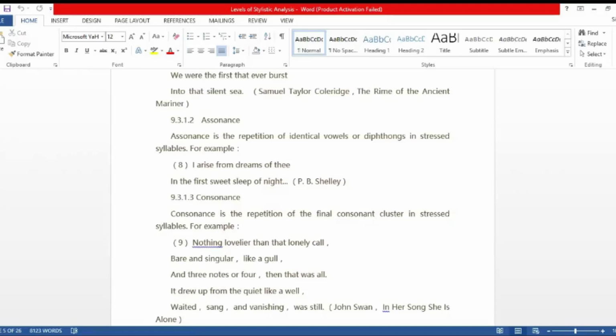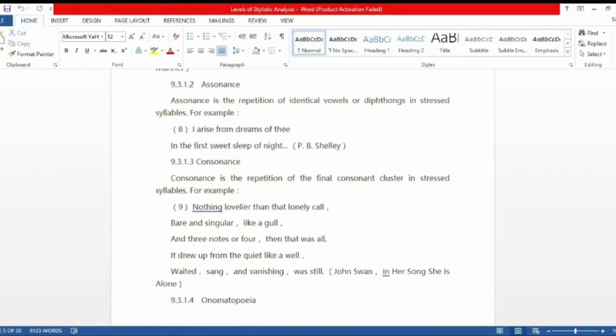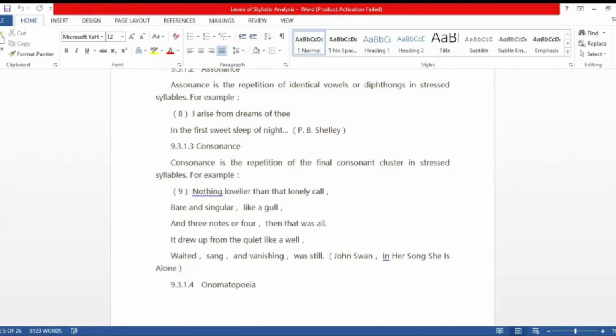So इसका बड़ा एक leisurely kind of an image होता है. Dreams of thee. There is a sense of extension, there is a sense of stretch, as if he is spending time on it and he wants you to stay longer with the image, with the idea, and with the very sounds of the words. So assonance is the repetition of identical vowels in stressed syllables.